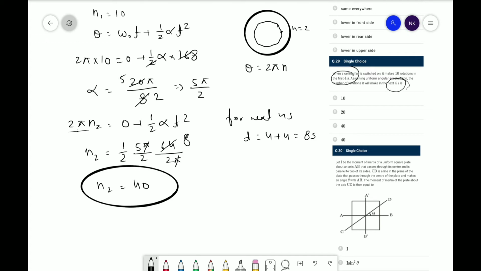The correct answer is, here two options are given, 40 in C and D. So you can choose any one of them. 40, let us suppose D. The correct answer is D, that is 40 rotations will be made in 8 seconds, while initially in the first 4 seconds the number of rotations was only 10.